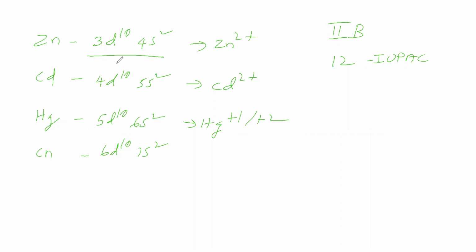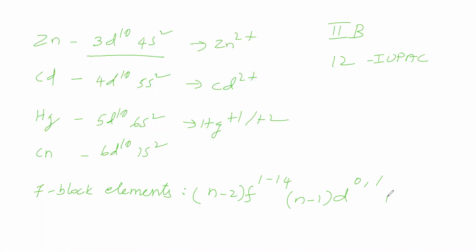Okay. Next, we will see about f block elements. For f block elements, the general valence shell configuration is (n-2) f1 to 14 (n-1) d0,1 ns2. So this n is called the outermost shell. n-1 means the penultimate shell. This n-2 is the antepenultimate shell.